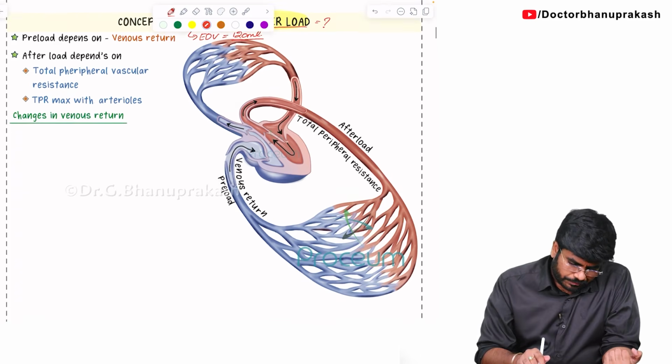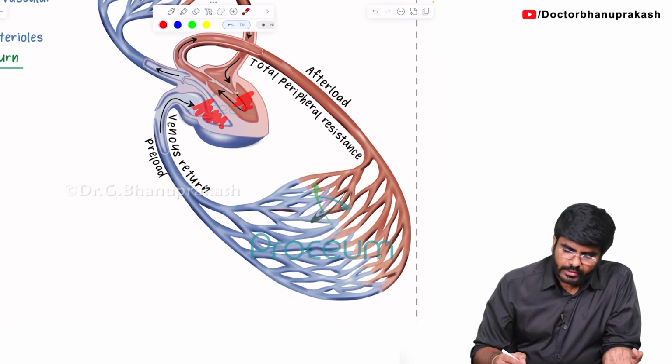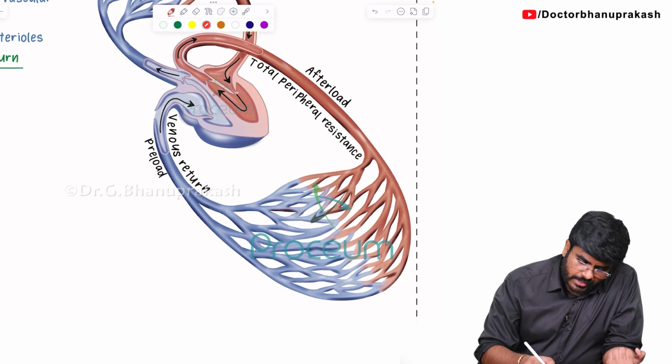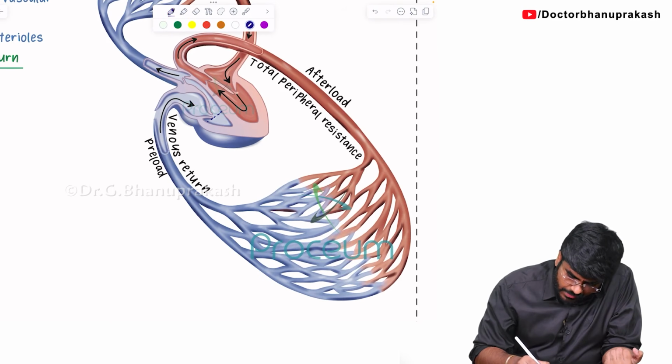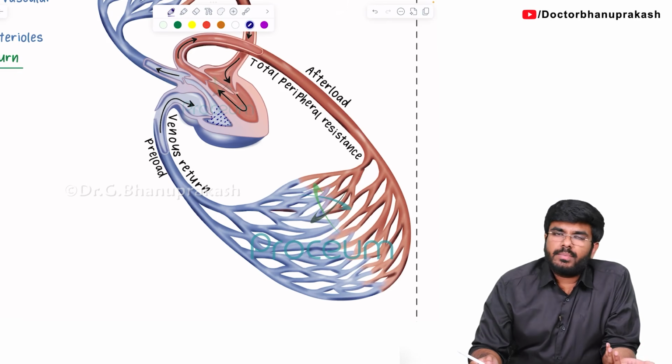So look at this diagram, guys. This is the right side of the heart, the right ventricle, and here is the left ventricle. Now you tell me how much blood I am keeping here. The amount of blood that I am keeping in the ventricle before the contraction can be considered as preload. How much blood you are keeping is the preload, and it depends on what? It depends on the venous return.